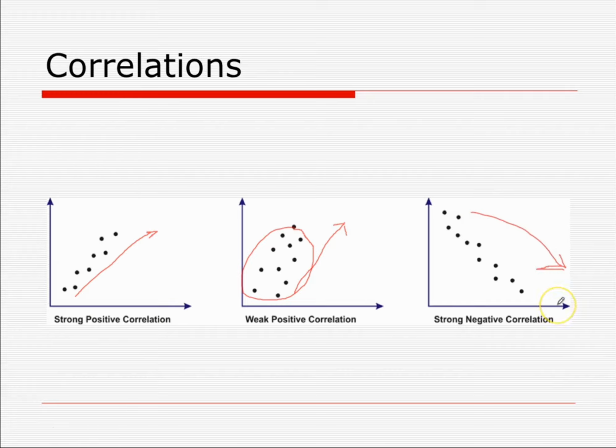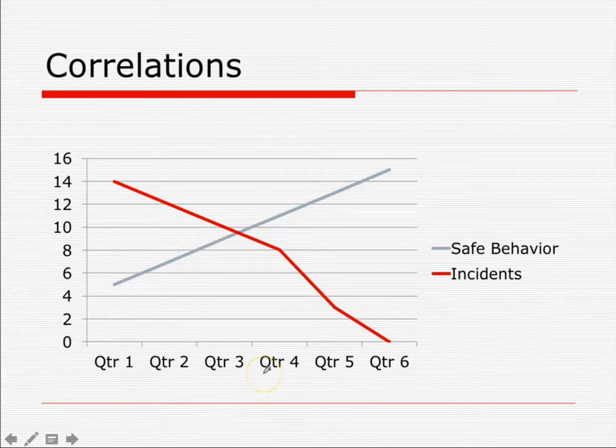Now, if we've got a control in place that we want to see the more we do of the safety activity, the fewer incidents, we want a strong negative correlation. But if we want to say, hey, are our observations working? The more observations we do, we would hope we would see a proportional increase in safe behavior. That helps us tell whether our hazard controls are working or not. So correlations are very, very beneficial to us.